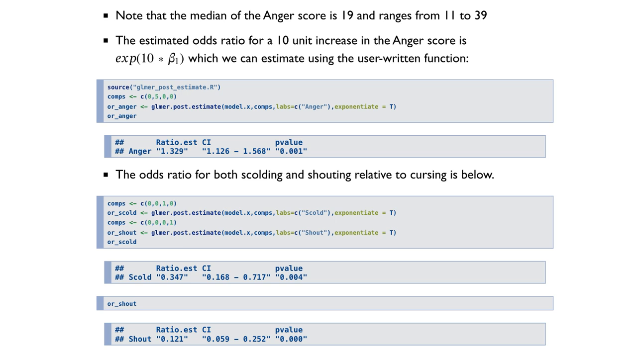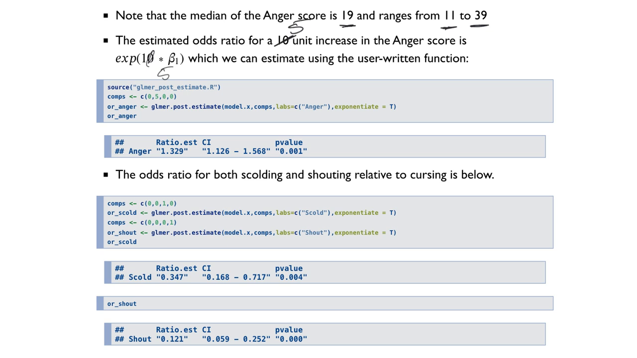How do we interpret this when we get it? So anger score: the median's 19, ranges from 11 to 39. It probably goes from 10 to 40 or something like that in its range. I don't know for sure what the scale is for this anger score. I think bigger is more angry. So if I wanted, for 10 units, of course I didn't do that here, so I'm going to put 5 units.